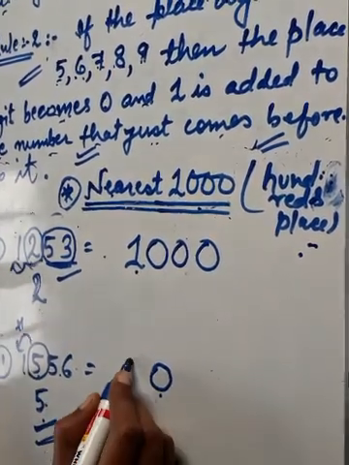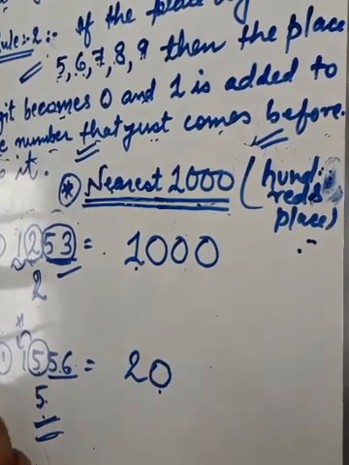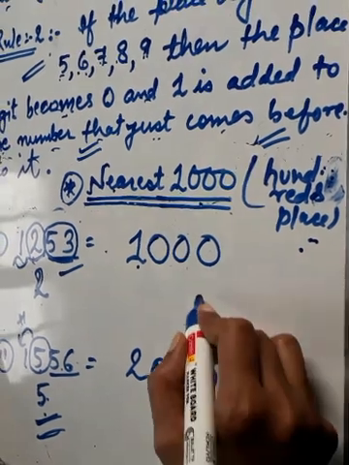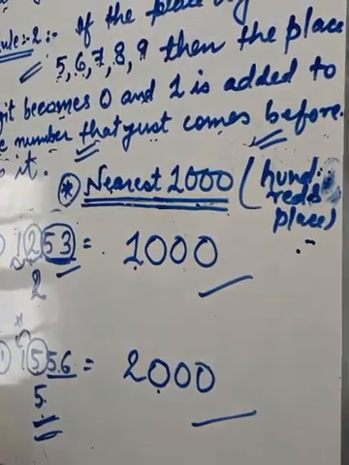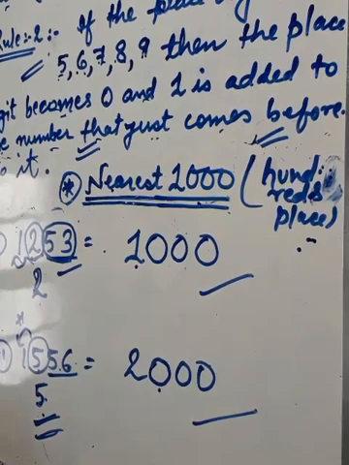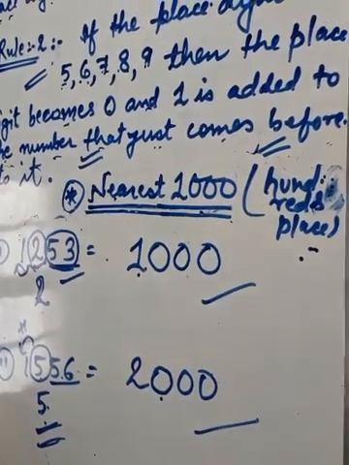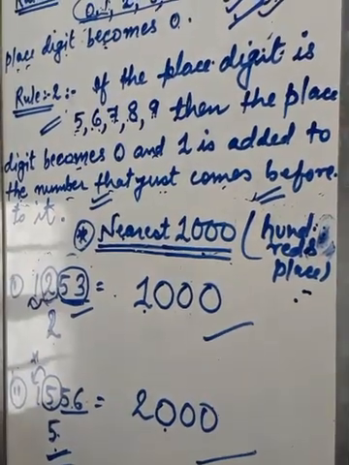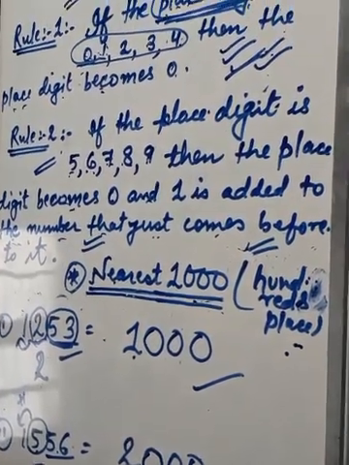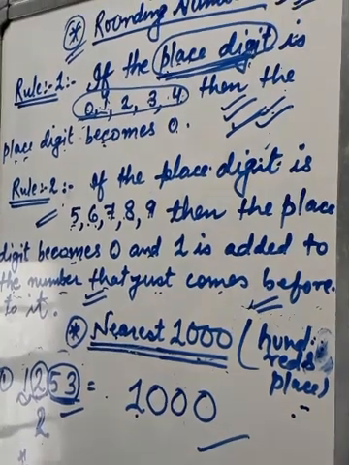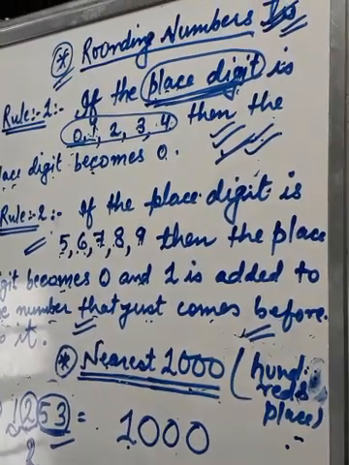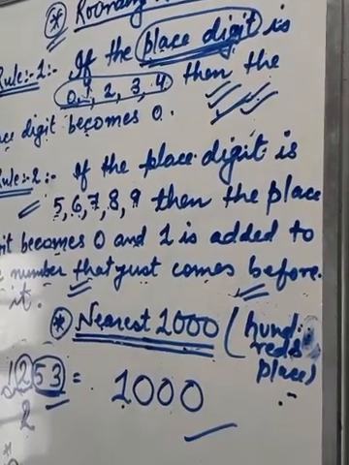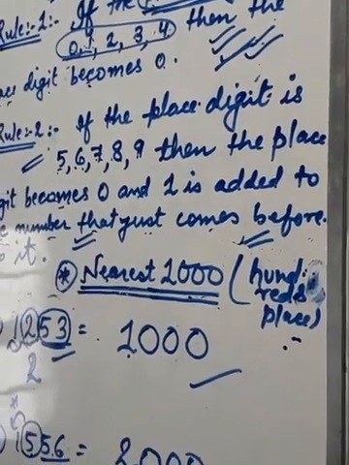So it becomes 2 and the rest of the numbers that come after it also become 0. So here our nearest thousand is also completed. Now students, I have explained rounding numbers to the nearest 10, nearest 1000 and nearest 100. So now follow the rule, follow the conditions, and you will be able to do these questions from your book. So now I will move to the questions.